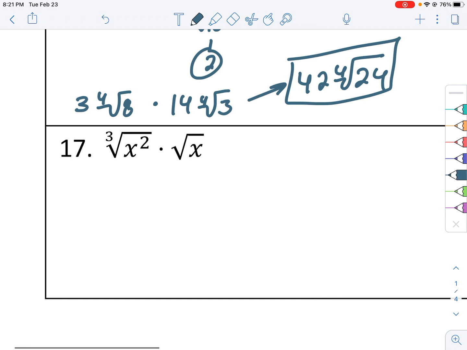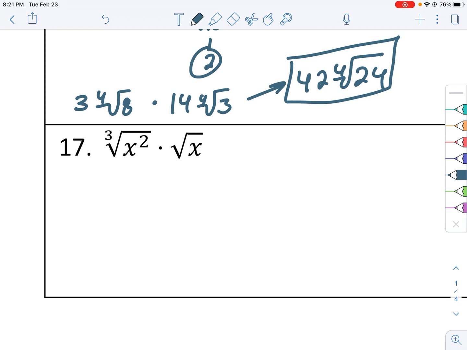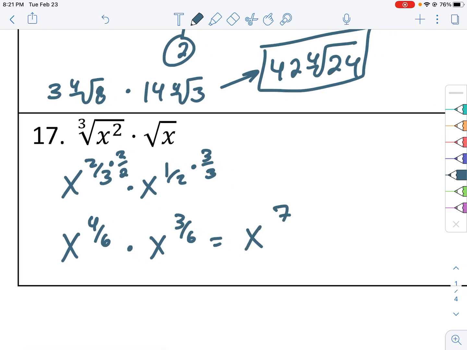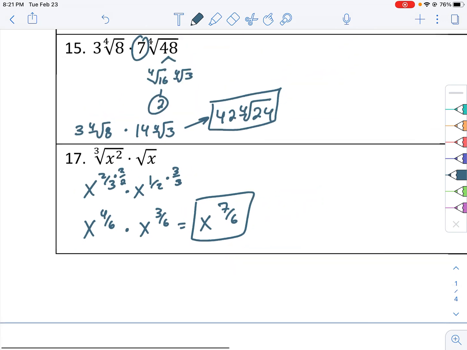All right, number 17. Number 17, we have the cube root of x squared multiplied by the square root of x. Probably easiest to just convert this into its fractional form like the last one, so x to the 2/3 power multiplied by x to the 1/2. In order to combine those, we need common denominator, so 2 over 2. Multiply the first one, multiply the second one by 3 over 3. That gives us x to the 4/6 multiplied by x to the 3/6. 4 plus 3 gives us x to the 7/6.